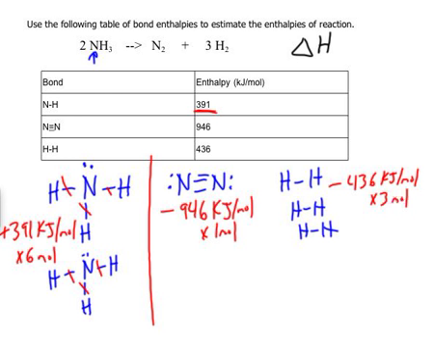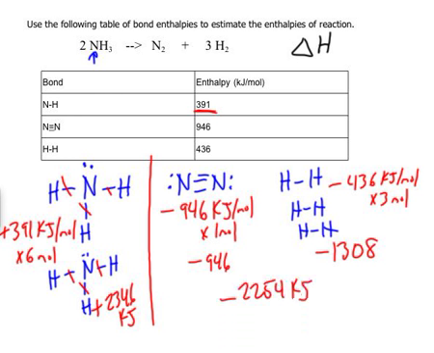And so now we're just going to calculate this. So 391 times 6. On this end, we're investing 2346 kilojoules. That's positive, that's energy going into breaking the bonds. Here we've got negative 946 for this one, and then 436 times 3 for the hydrogen. Here we're getting back negative 1308. I'm going to add that to my 946. So I'm getting back 2254 kilojoules. So I'm investing 2346, I'm getting back 2254.